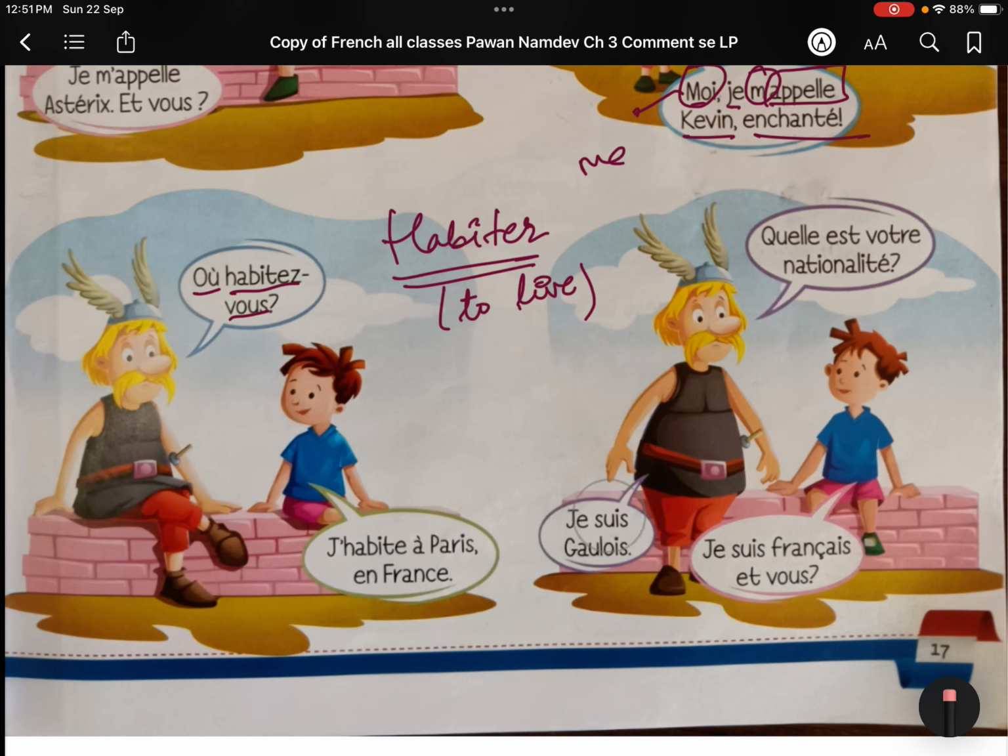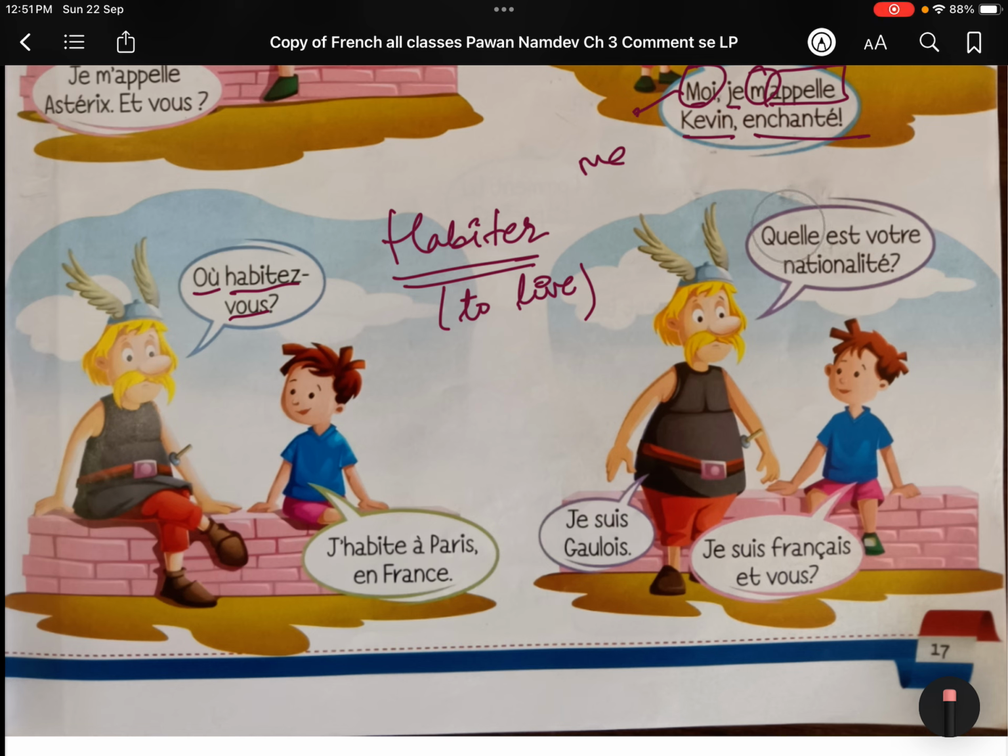Je suis means I am. We have done the conjugation of the verb être. Être means to be. With I we are having am, so with je we are having suis. Suis means am. I am Galwa. First of all, let me tell you this sentence. This meaning we have just done.